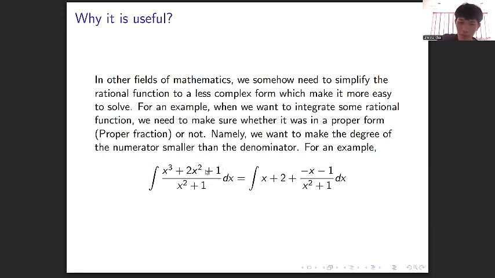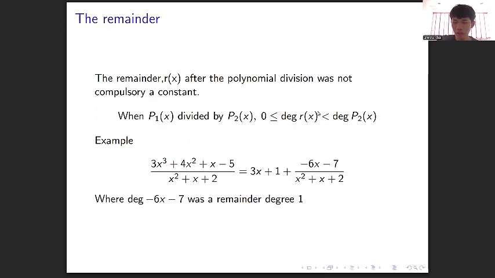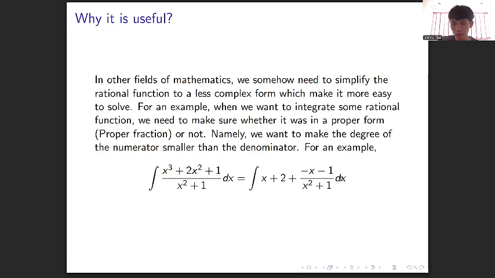So if you want to make the degree of the numerator smaller than the degree of the denominator, we can do the division algorithm of polynomials. And just as we said just now, the degree of the remainder will always be smaller than the polynomial that divides. So we can use this property to find a remainder with degree smaller than this one.